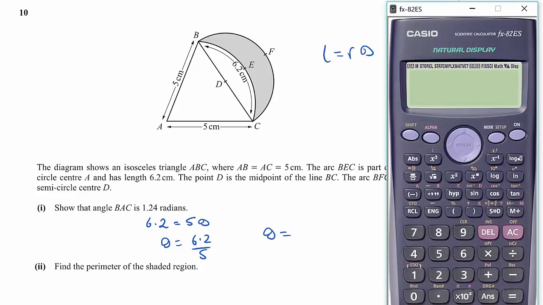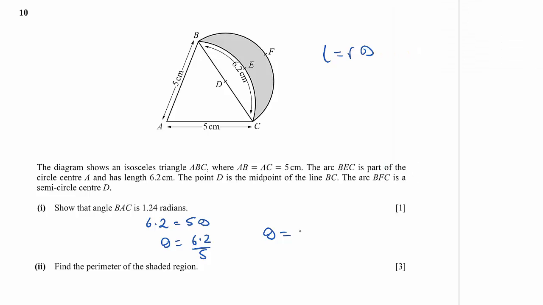So 6.2 divided by 5 is 1.24. So that was nice and easy.